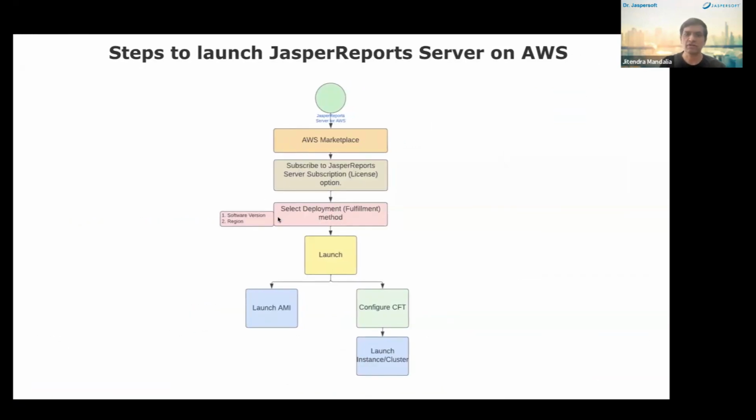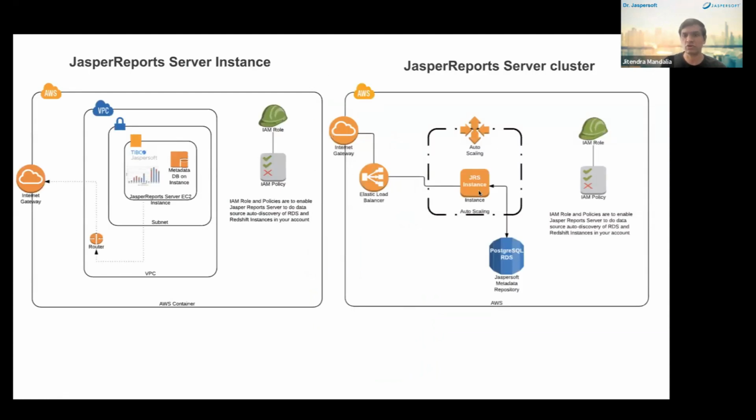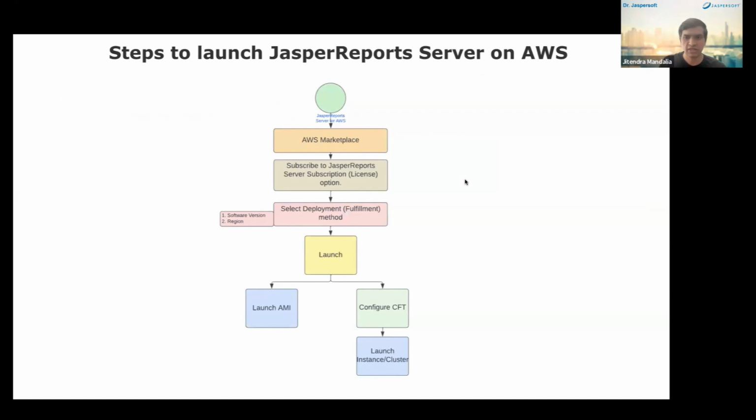Then comes selecting the deployment or fulfillment method. That option suggests you decide what kind of deployment you want to do, which we saw here, like single instance or clustered. That's the option which we need to choose once we decide the subscription. And then when we launch, we get the option to launch it through AMI or the CFT, whether we want to launch through Amazon Machine Image, or through CloudFormation template. So we have both AMI and CFT options available.